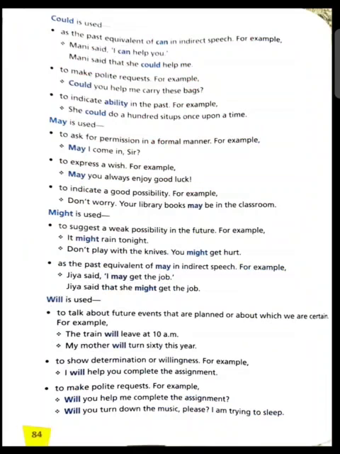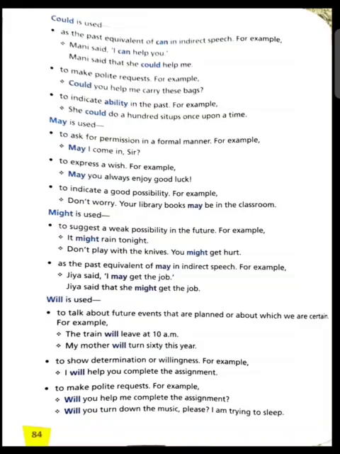Let's understand about could. So children, could is the past equivalent of can, and it can be used in indirect speech also. Like you can see in the example, Mani said, "I can help you." Mani said that she could help me. Okay. Now the next rule of could: to make a polite request or to indicate ability in the past, you can use could.